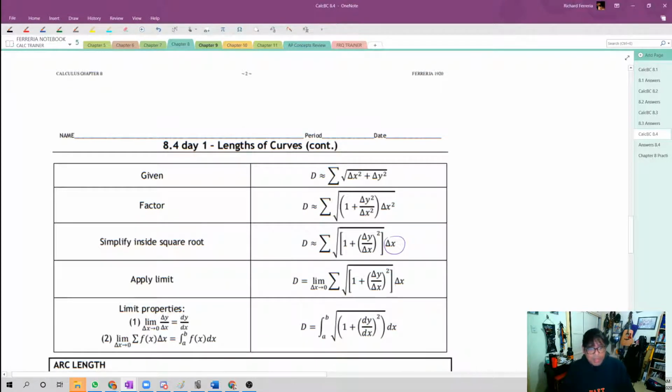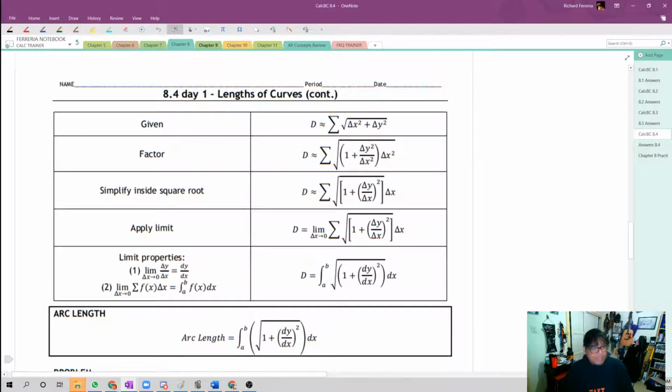If we apply the limit now, we're going to say our delta x's go to 0. As the limit of delta x goes to 0, this part and this part become the integral and dx. But what happens with delta y over delta x as delta x goes to 0? That's just the definition of the derivative. So this delta y over delta x becomes dy/dx.